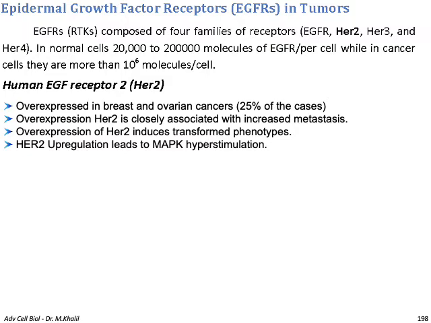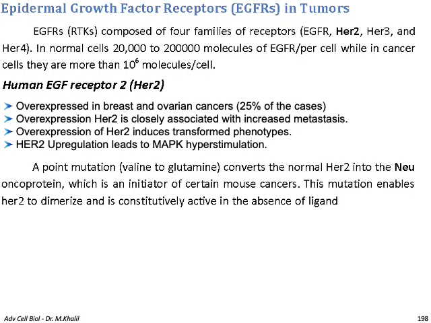Its overexpression induces a transformed phenotype, and the upregulation of the HER2 receptor leads to MAP kinase hyperstimulation. And as we said before, MAP kinase hyperstimulation leads to more transcription of c-Fos and c-Jun, so the cells will keep on cycling and dividing. A point mutation, valine to glutamine, will convert the normal HER2 into the neu oncoprotein, as we have just said early in the lecture, which is the initiator of certain mammary cancers.